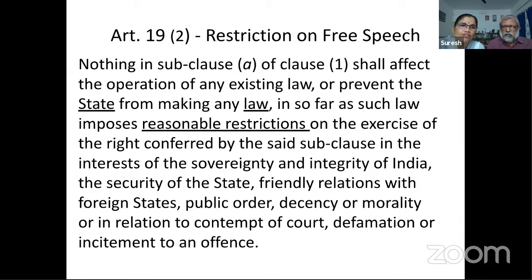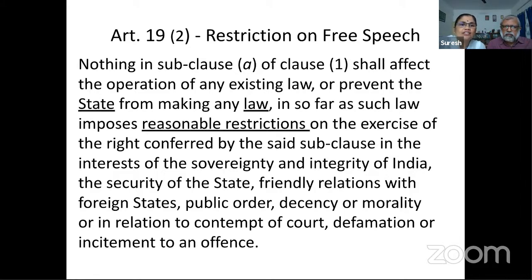So viewed from that context, when we say prevent the state from making any law, courts have said that this means it should be a statute, which is a law made through legislation, or it could be subordinate legislation like rules or notifications given under a statute. So I hope that distinction is borne in mind, because earlier we were dealing with the expansive understanding of law. So that expansive understanding may not be relevant here.